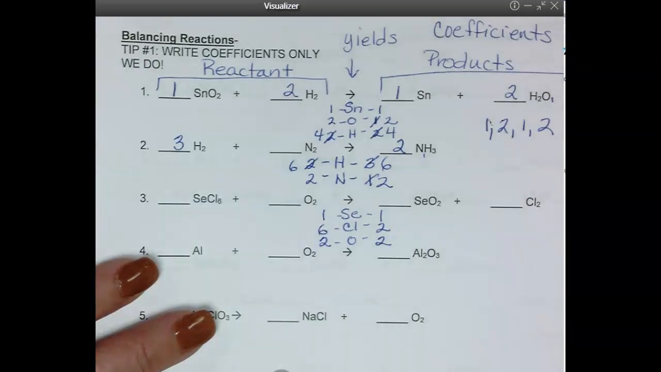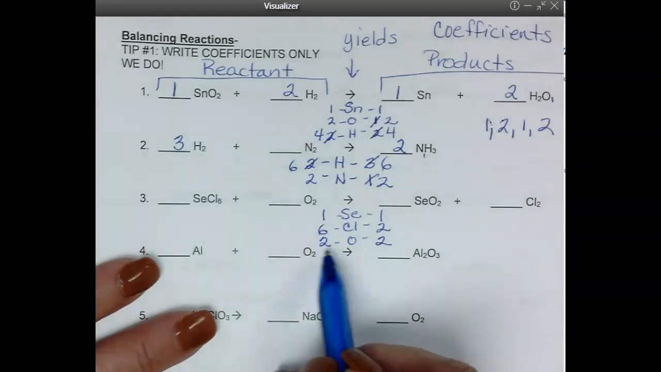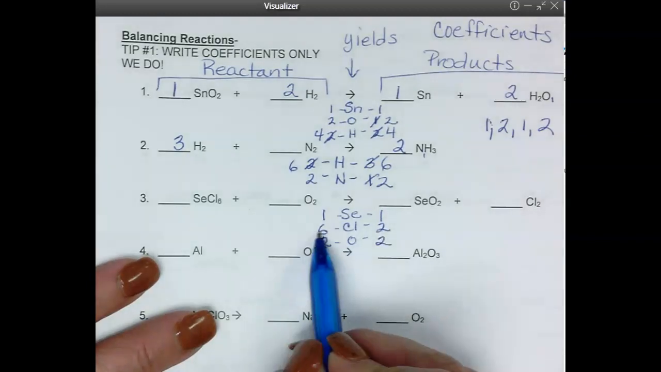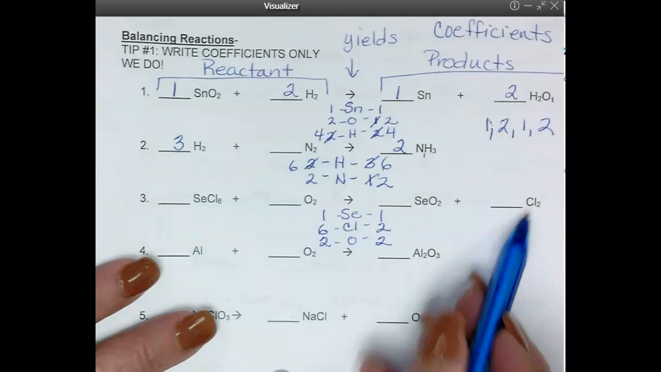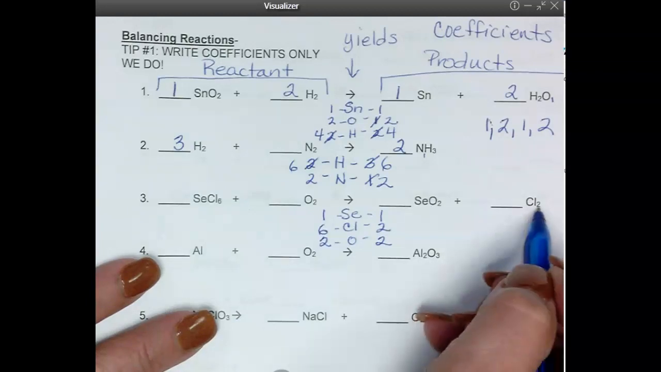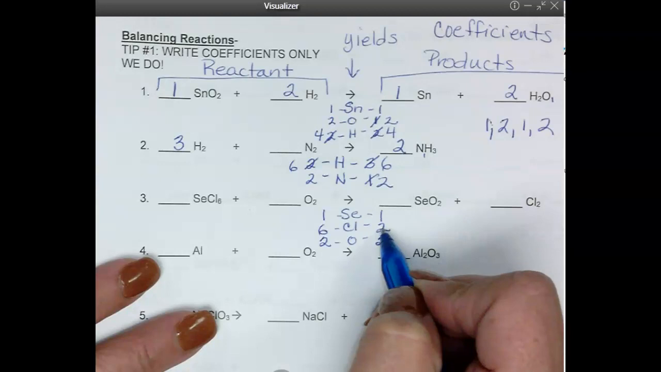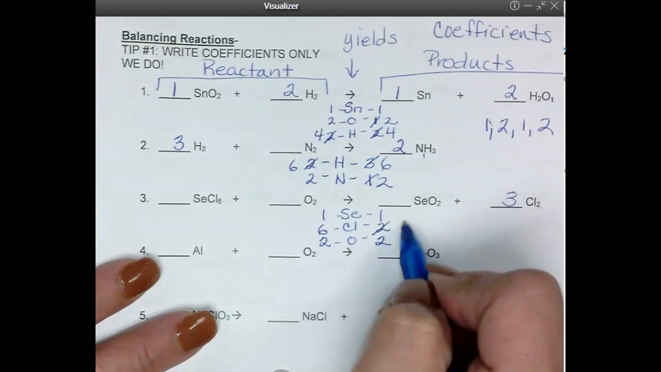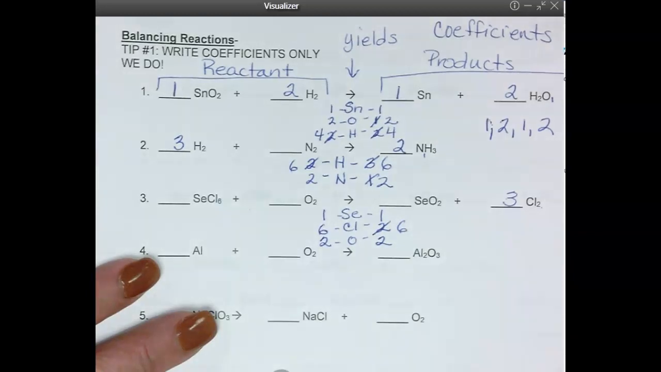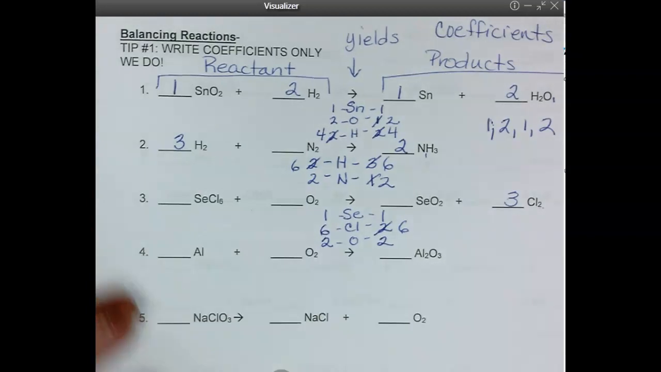Again, I need to make them the same. So what is not matching up is definitely the chlorines right here. I had 6 on this side. I only have 2 on this side. Again, they come in pairs of 2. So if I have 3 pair of 2, 3 times 2, I'm going to get 6. Okay, and it looks like everything is good.